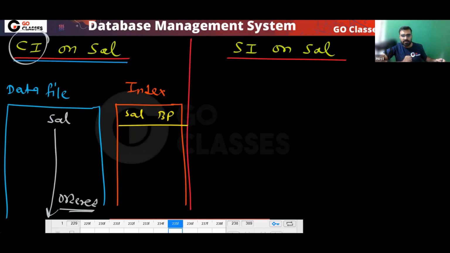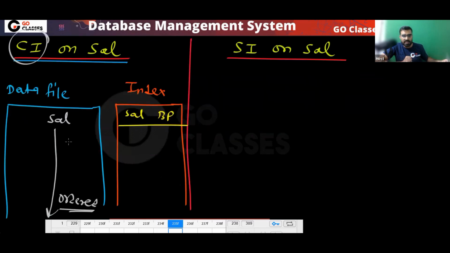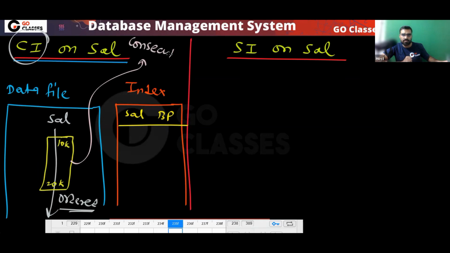So I can say where this range will be. I can guarantee that this range will be in the consecutive blocks. Yes or no? I can guarantee this because salary is ordered. Say there is a 10,000 salary here and a 20,000 salary here. So these will be in the consecutive blocks. Agree or not?